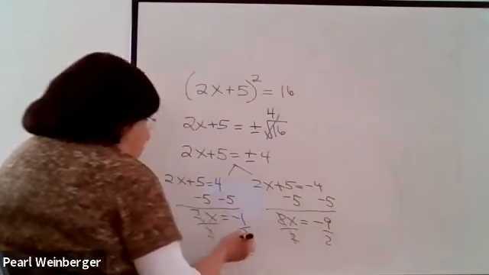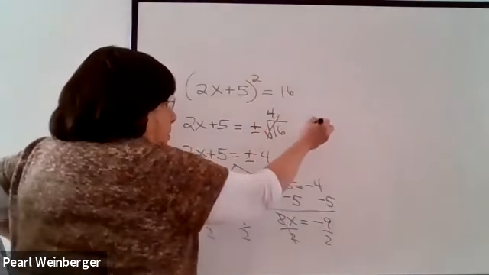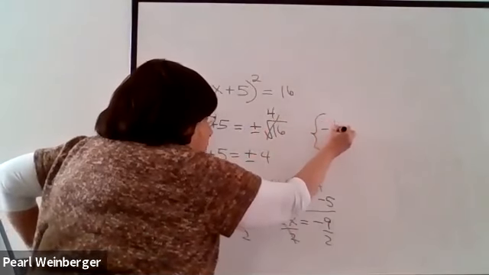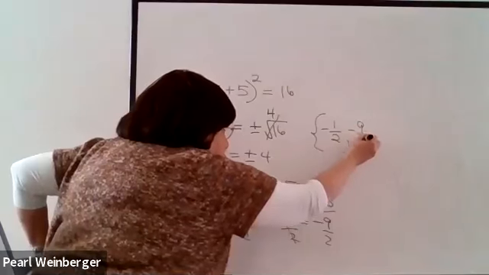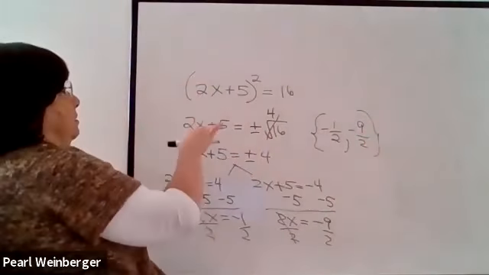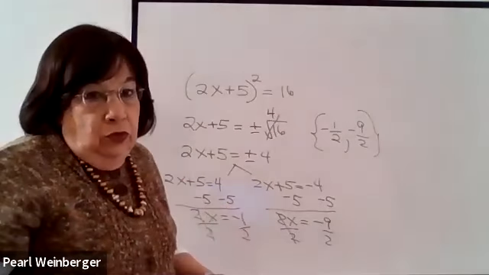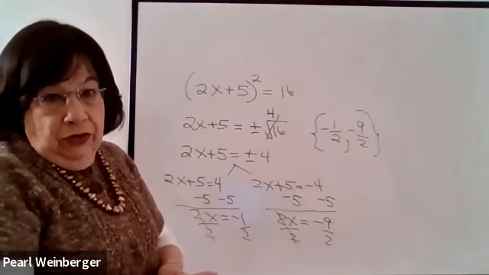And now I've gotten both my answers. Here are my two answers: negative 1/2 and negative 9/2. I didn't have to remove parentheses. I didn't have to do any factoring. I could use the square root method to solve this equation.